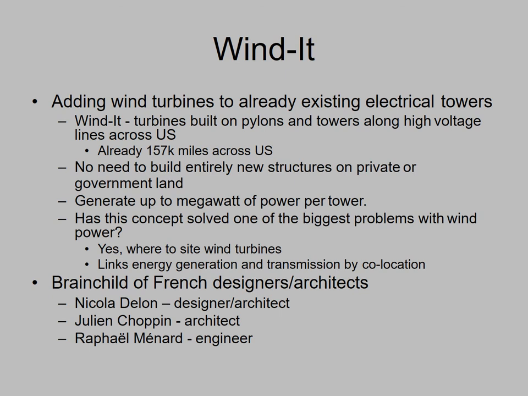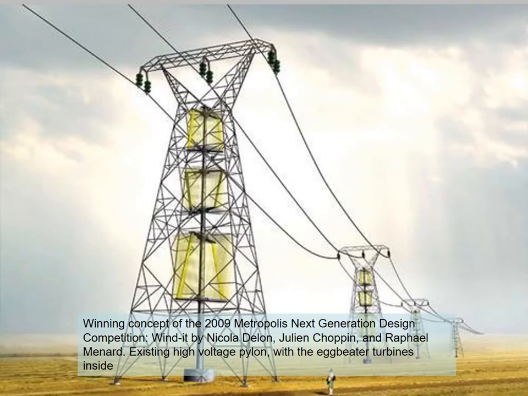Designed by these French designers, architects, it was installed in a few places in the world, but not as many as they had hoped. So something like this was part of their design concept they won an award for. The yellow parts are little turbines placed within the existing high voltage power lines and towers. So what it's taking is existing structure, which we've got thousands of miles of all over the United States, and kind of arming it with local electrical generation.